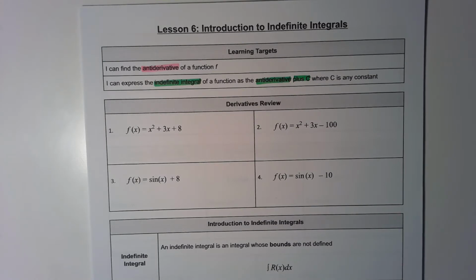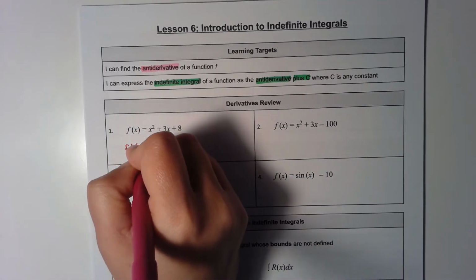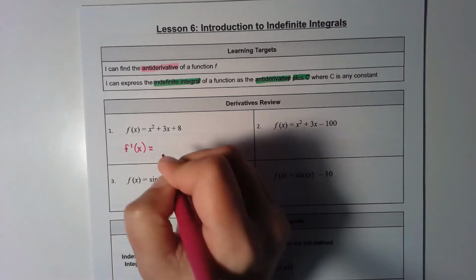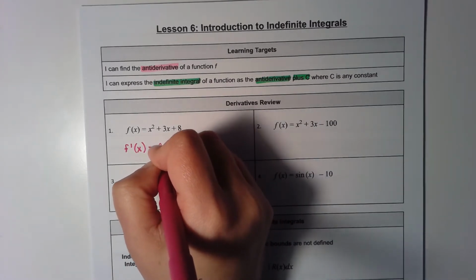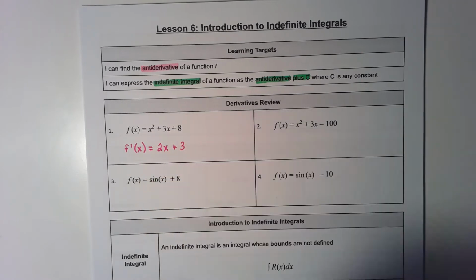So before we do that, let's start with a little bit of derivatives review. I want to go back to what we spent a lot of first semester doing, which is finding derivatives. For this first problem, if I were to find the derivative, I would put f prime of x is equal to the derivative of x squared, which is 2x, plus the derivative of 3x, which is 3, and then the derivative of 8 is just 0, so that would be gone.